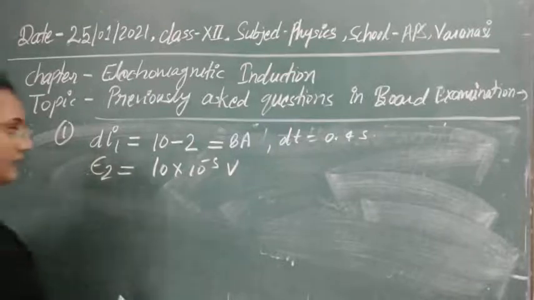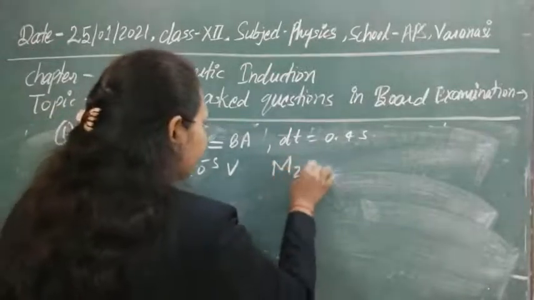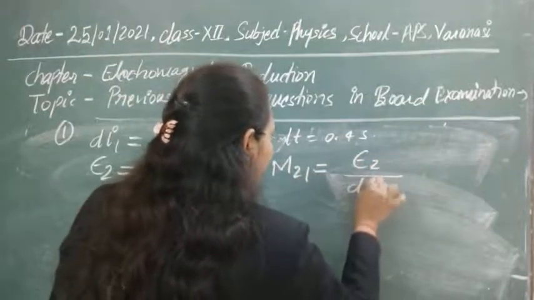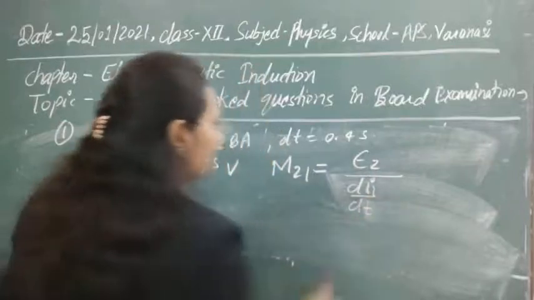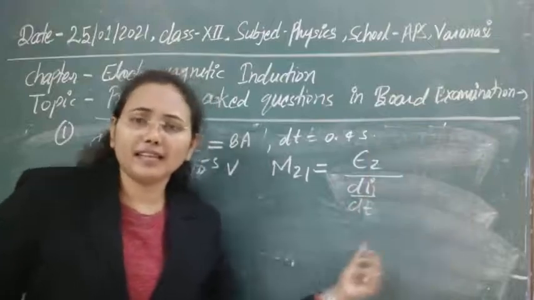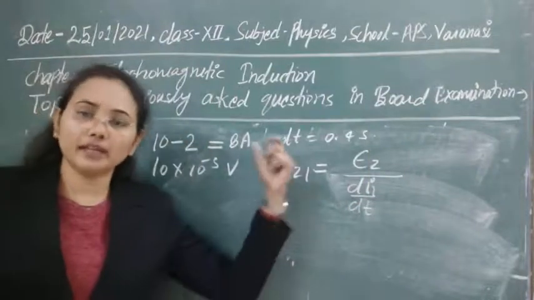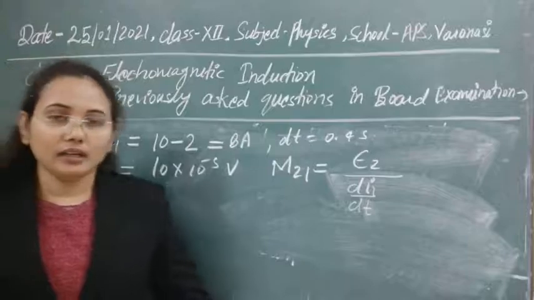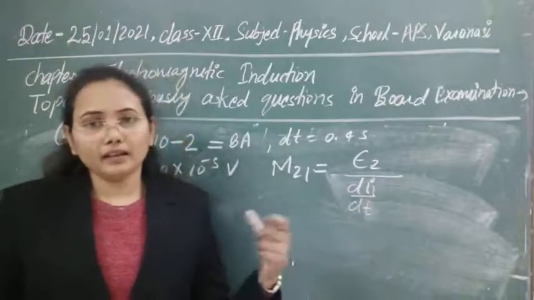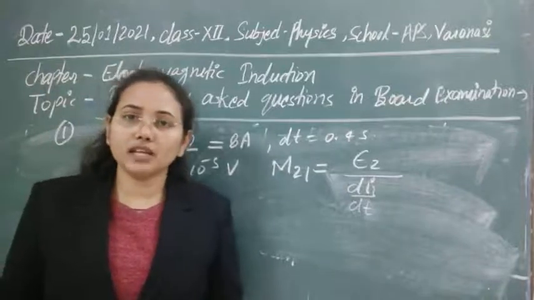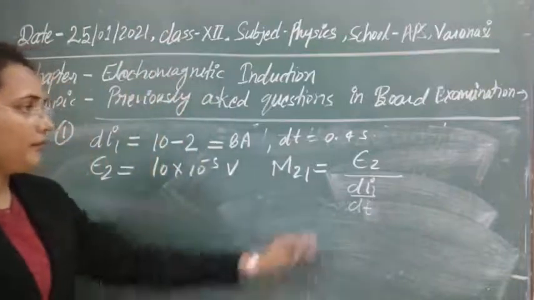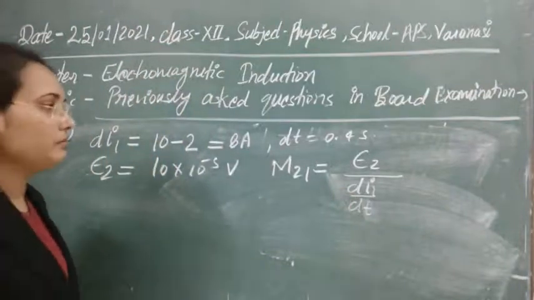So mutual inductance is given by di1 by dt. Simple. Induced EMF in the second coil is directly proportional to the rate of change of current in the primary coil. Or if we are passing current through the secondary coil, then induced EMF in the first coil will be directly proportional to the rate of change of current in the secondary coil. So with the help of that, we can calculate the value of mutual inductance.